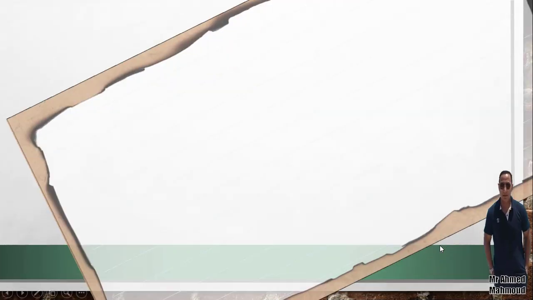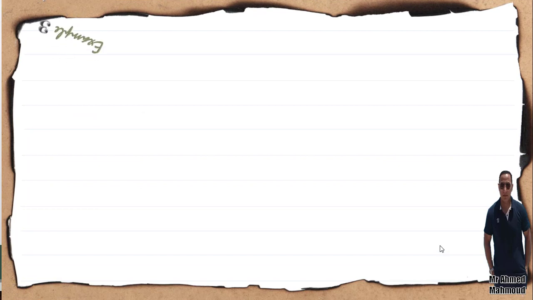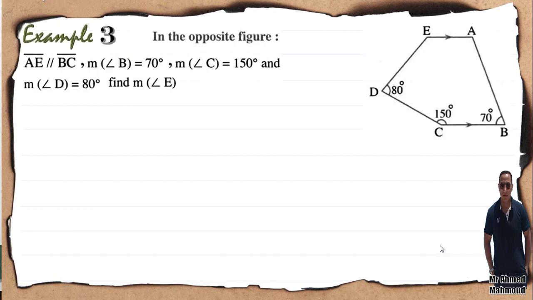Now example 3. Here in the opposite figure, AE is parallel to BC. The measure of angle B equals 70, C is 150, D is 80 degrees. Find the measure of angle E.